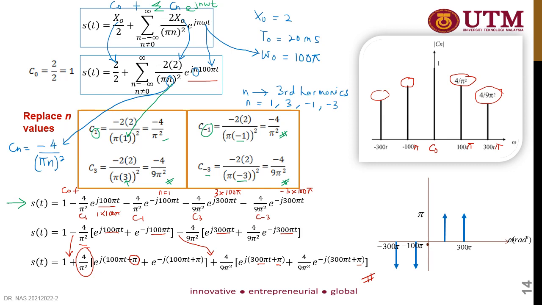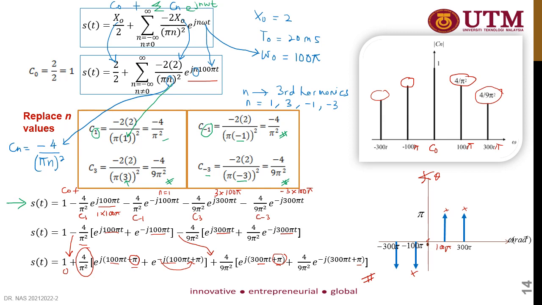Okay, next is the phase spectrum. At 0, the phase is 0. At positive 100 pi, the phase is positive pi. At negative 100 pi, it is negative pi. At positive 300 pi, it's positive pi.